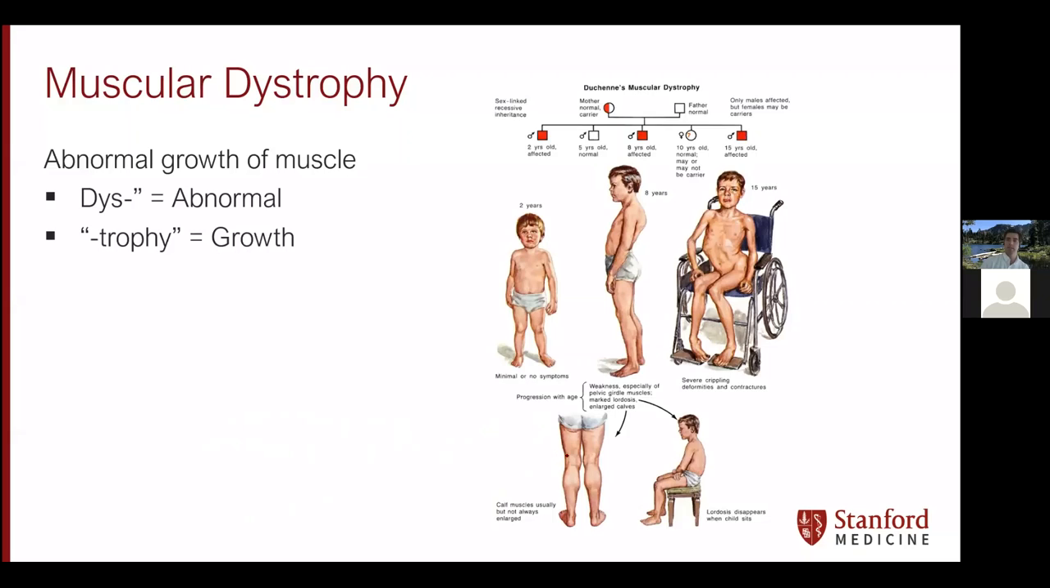So commonly what you see at young age is this thing called pseudohypertrophy of the calf muscles. You can see these calf muscles are very enlarged, and the reason for that is because the muscles are not growing correctly. They're being filled with fat and fibrous tissue. So it truly is abnormal growth of the muscle that results in this eventual weakness. And it's involving, unfortunately, all muscles. So generally, patients with muscular dystrophy tend to die of cardiac or lung conditions due to the lack of muscles around that.